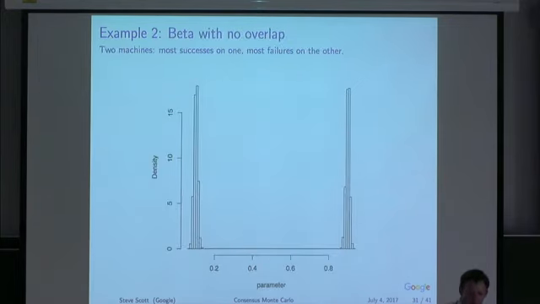Example number 2, I wanted to do a one-dimensional example where we had distributions that don't overlap. This is another one where I've got a bunch of successes and failures, like binomial data, but I put 90% of my successes on one machine and only 10% of my successes on the other machine, and similarly for the failures, right? So I've got perfectly symmetric beta distributions, but one is centered at 0.9, the other is centered at 0.1.